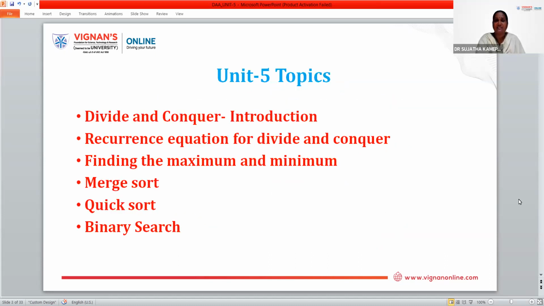In this unit, we are going to discuss an introduction to divide and conquer, the recurrence equation for divide and conquer, and applications. Here are 4 applications that we are going to discuss: finding the maximum and minimum, merge sort, quick sort, and binary searching.